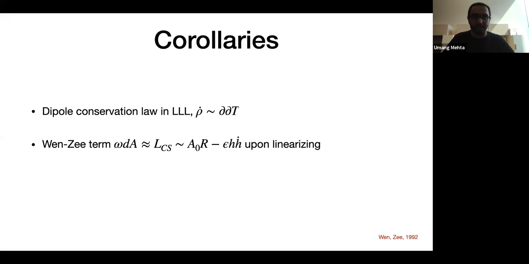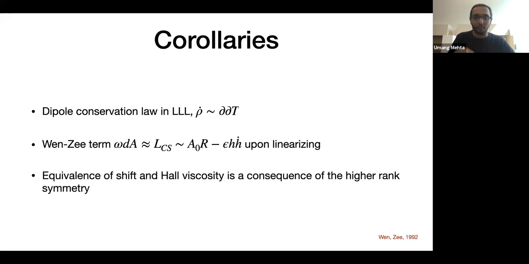A second corollary is that when you have a theory coupled to a U1 gauge field and a spatial metric, one can write down a Wen-Zee term that usually governs various topological responses of the matter sector. When linearized, this is just the Chern-Simons term, which can be written as A0R minus epsilon hh dot schematically. What this also implies is that the equivalence of the shift of a quantum Hall state, which is the coefficient of this first term, and the Hall viscosity, which is the coefficient of the second term, is in fact a consequence of this generalized higher rank symmetry, or of volume preserving diffeomorphism invariance.